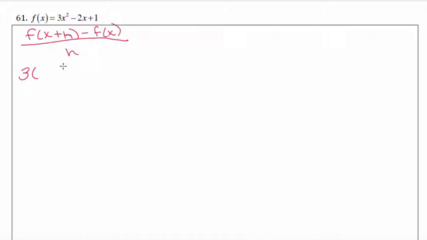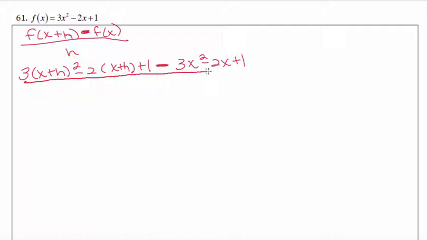So my function is 3x squared minus 2x plus 1. And in for those x's, I'm now going to sub in an x plus h. Then I still have to subtract my function as is, which is 3x squared minus 2x plus 1. And that whole thing is over h.